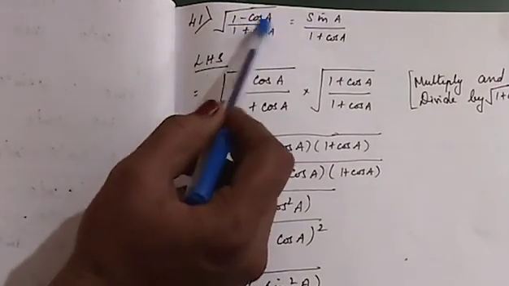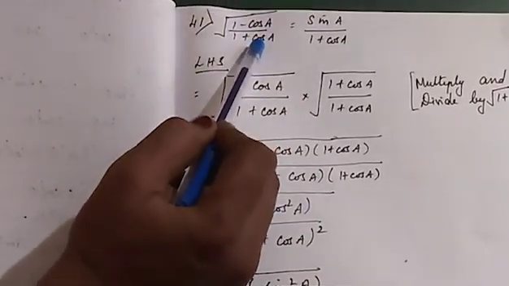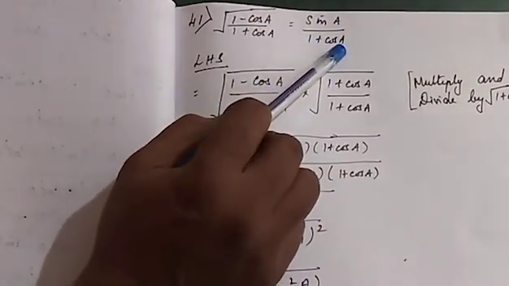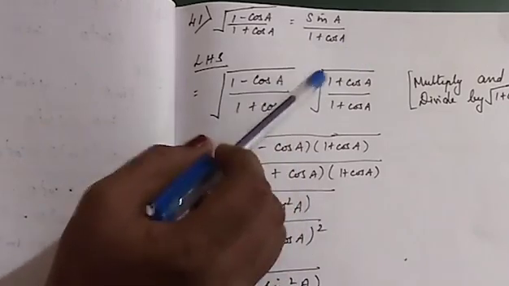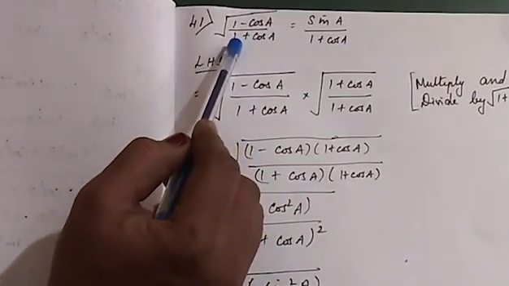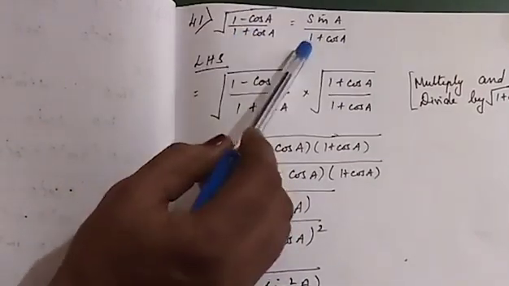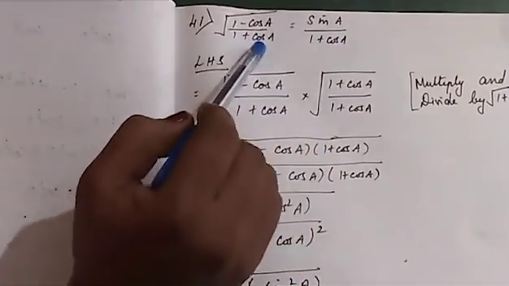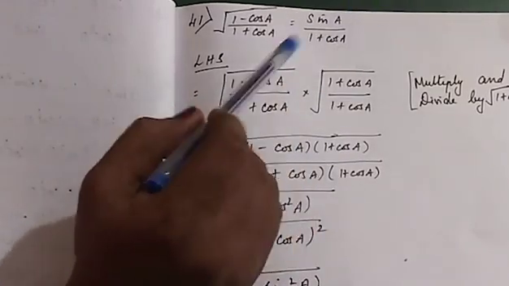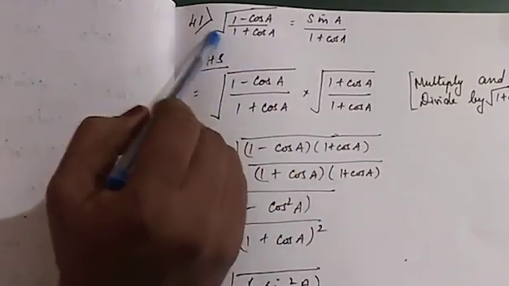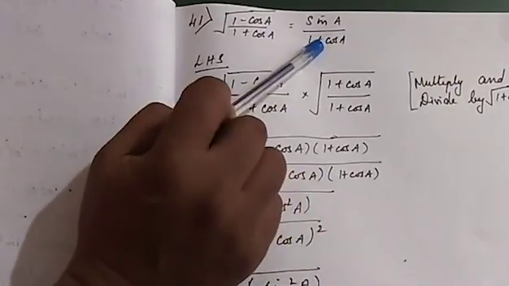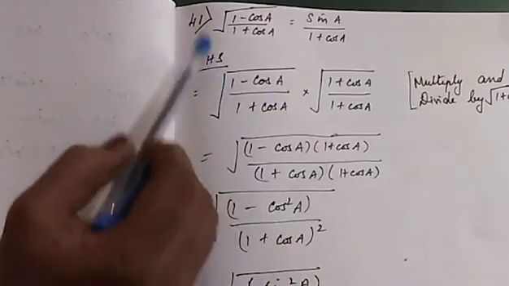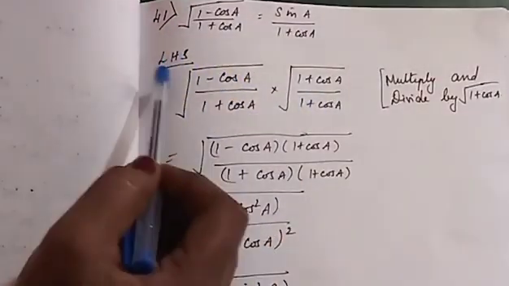Question 41. Under root 1 minus cos A upon 1 plus cos A is equal to sin A upon 1 plus cos A. Okay. Now see, the denominators of the left hand side as well as the right hand side are the same, 1 plus cos A. What is the difference? Here it is inside the square root and this one is without square root. Okay. Now take the left hand side.